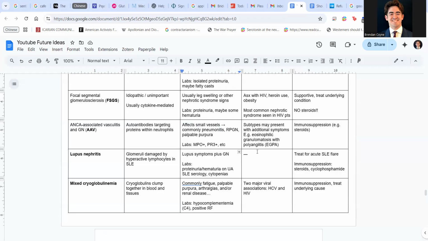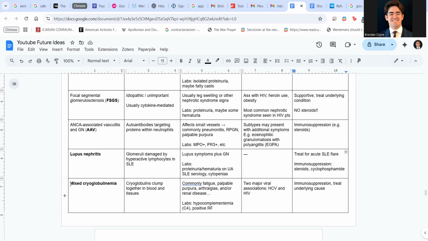And so for treatment, also pretty straightforward. Just treat it as if it was an acute lupus flare. And so where does your mind go for that? Immunosuppression. Give steroids, cyclophosphamide, and then the long-term management is going to be the lupus medications you're familiar with, like hydroxychloroquine.